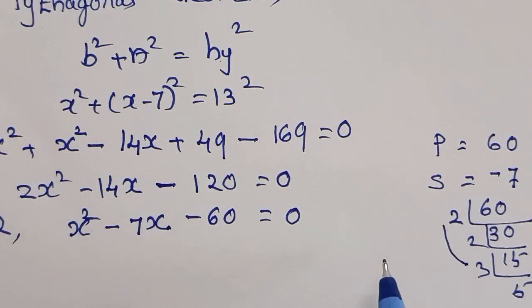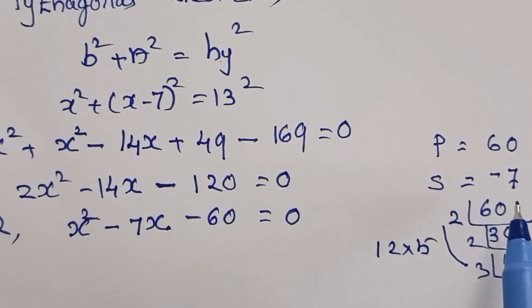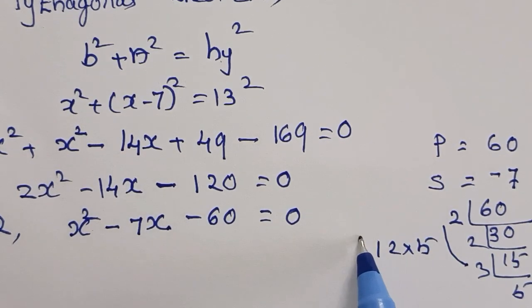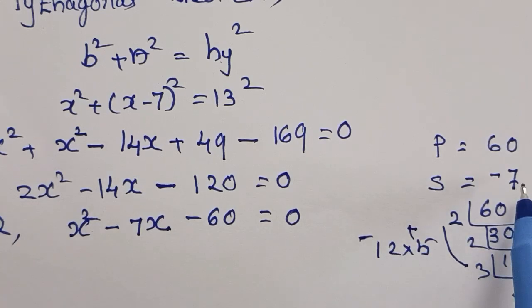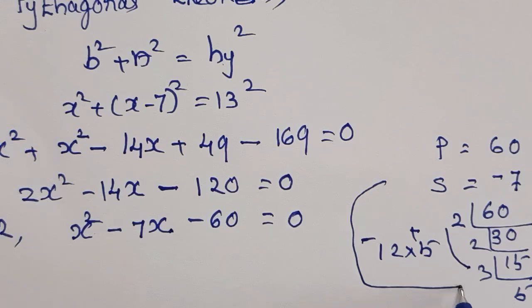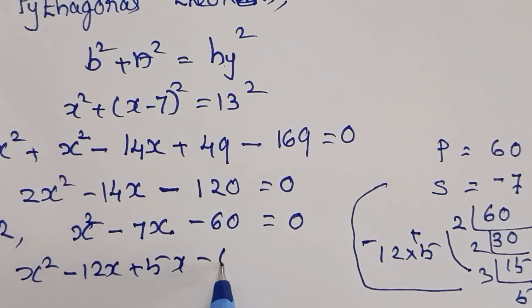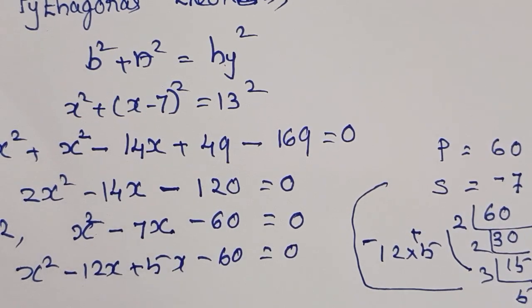2 into 2 into 3, that is 4 into 3, 12. 12 into 5 equal to 60. 12 minus 5 equal to 7. Now minus 12 and plus 5 gives minus 7 after subtraction. So by splitting the middle term we get x square minus 12x plus 5x minus 60 equal to 0.